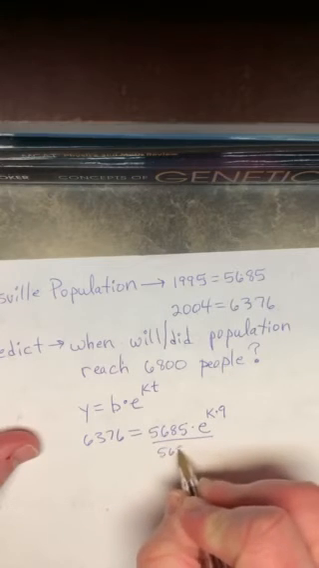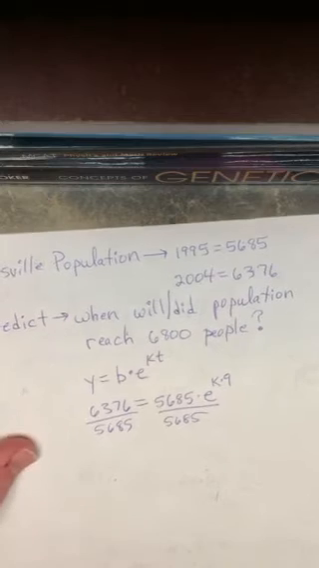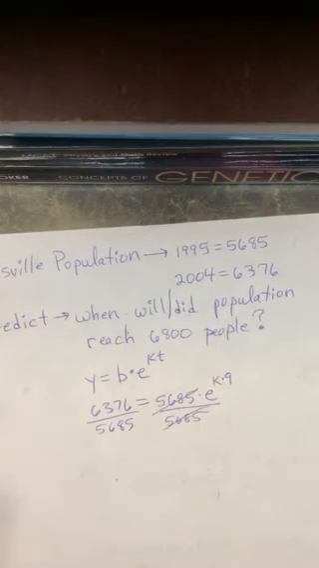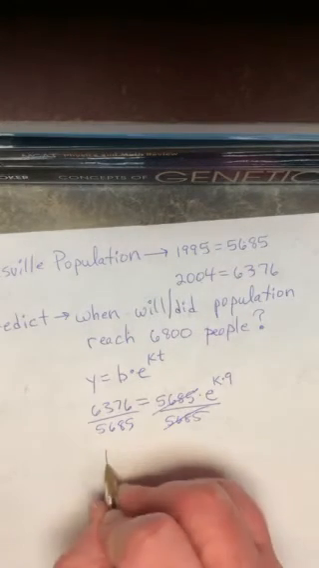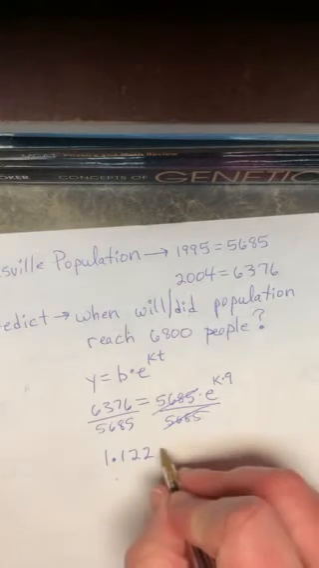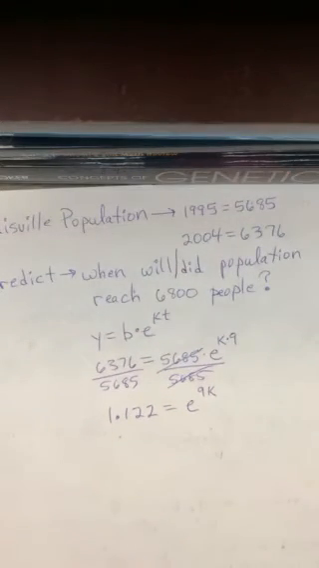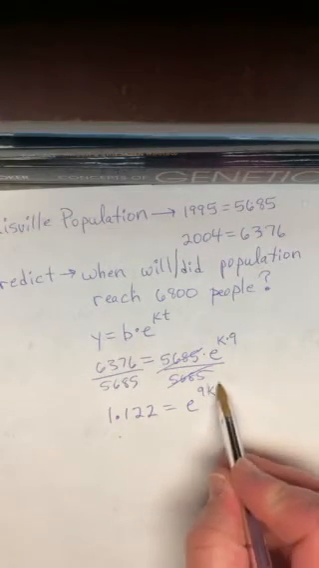Divide by 5685 on both sides. Stay with me, think with me. Those cancel. I'm pushing 6376 divided by 5685. I'm getting 1.122 to the nearest three places equals e to the what? 9k. I'm looking for a missing exponent, aren't I?